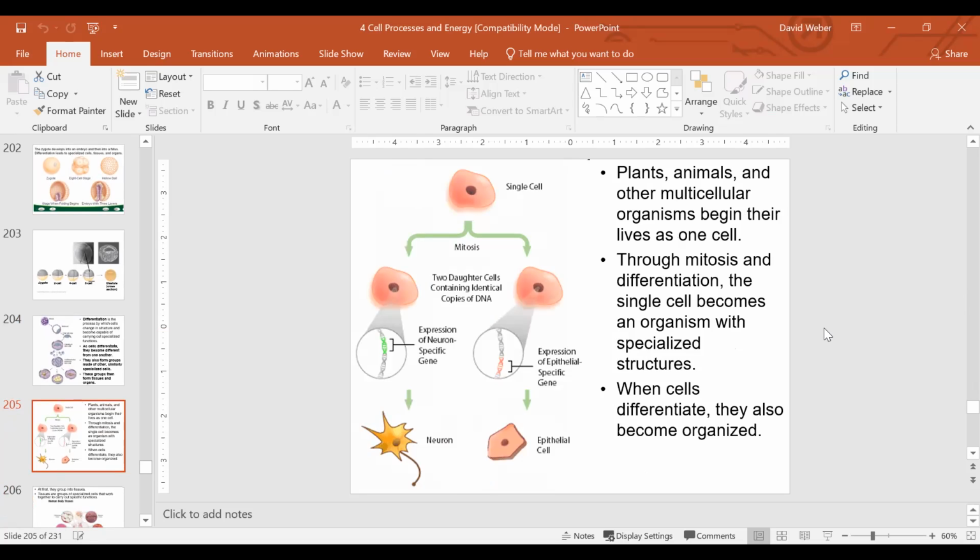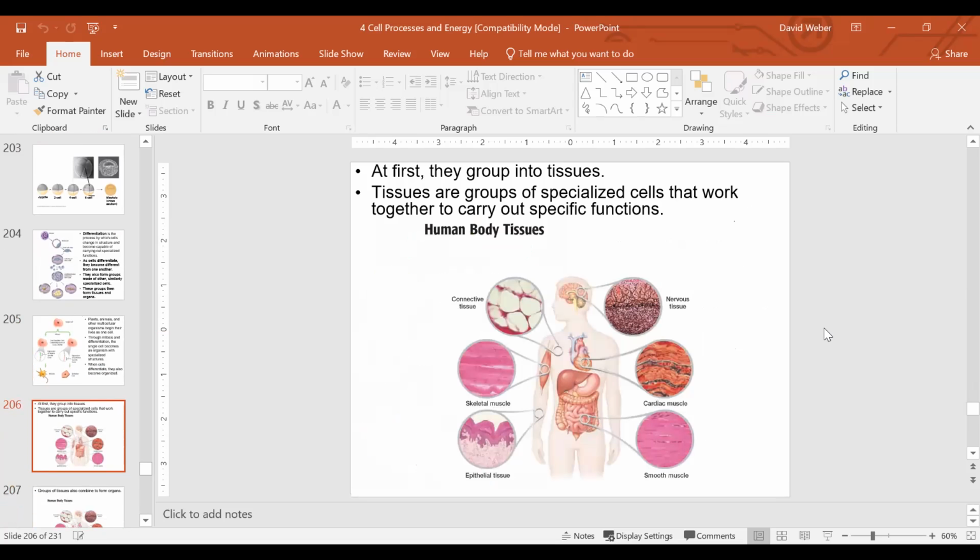So plants, animals, and other multicellular organisms, meaning more than one cell, begin their lives as one cell. And then through mitosis and differentiation, the single cell becomes organized, specialized structures. When cells differentiate, they also become organized. It's really important. At first, they group into tissues.